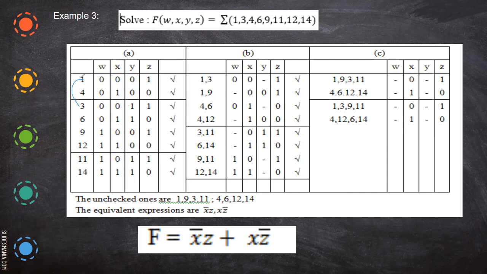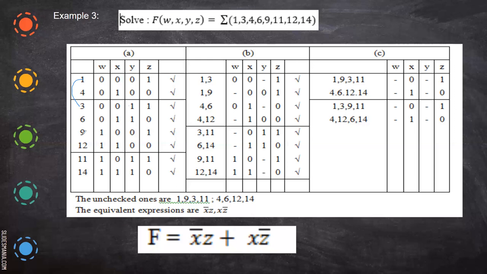Then next we'll take 1 and 6. When we take 1 and 6, what happens? 0, 0. Here 0 to 1, that is a change. Here 0 to 1, that is another change. And 1 to 0, so three variables are changing. So this you should not consider, there must be only one change. So 1 and 6 cannot be taken into consideration.